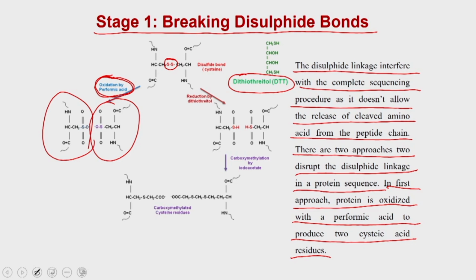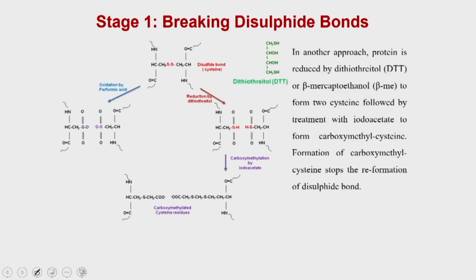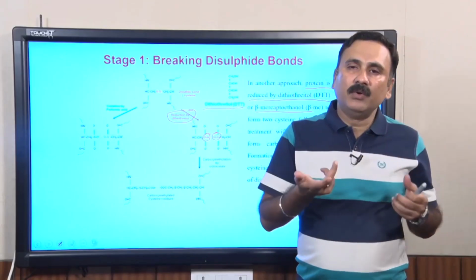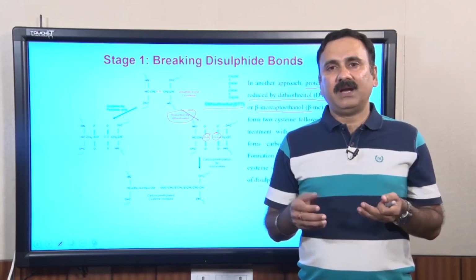And on the other hand, in the alternate approach, the protein is reduced by DTT or beta mercaptoethanol, both of which are reducing agents. So, you reduce the disulfide linkages. Because of that, the S-S bond is going to be converted into SH, and the linkage between them is going to be broken. But when you convert these by reduction, the SH groups spontaneously come together and form the disulfide linkages.